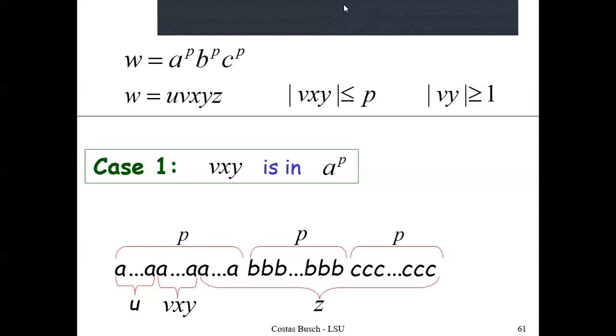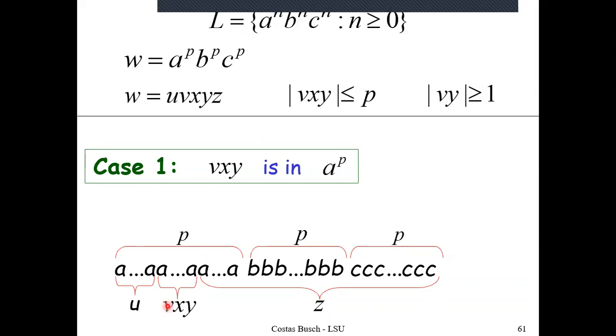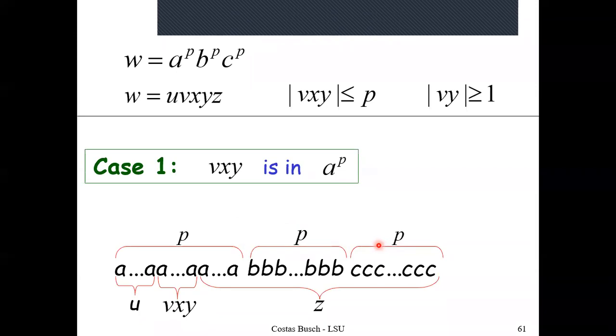I am going to have more A's than the B's and the C's. So that is the contradiction I'm going to arrive at. Because when I pump in some V's and the same number of Y's, I am going to increase the number of A's. And in the new string, there would be train of A's followed by train of B's followed by train of C's. Although the number of B's is going to be equal to the number of C's, the number of A's is going to be greater than P in both the cases. So I have distorted the structure of the string, and that string is not going to be in the language.